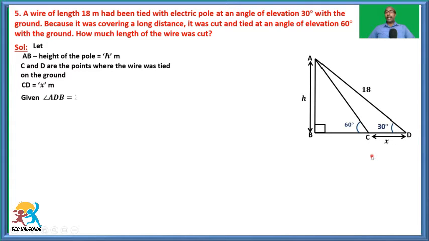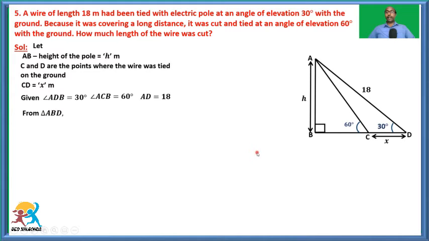Given angle ADB is equal to 30 degrees, angle ACB is 60 degrees, and AD is equal to 18, that is 18 meters. Now we have to find AD minus AC. How much wire was cut? That is AD minus AC. We know AD. Now we need to find AC. So from the figure, first we find BC. After that, we find the distance AC.